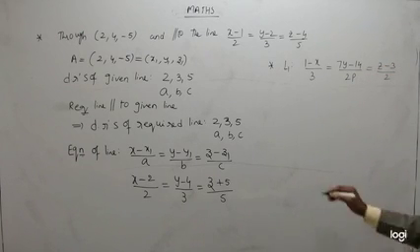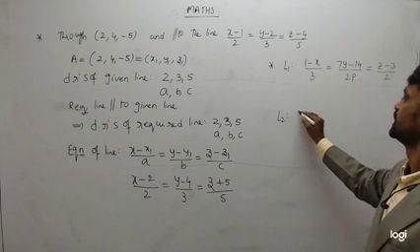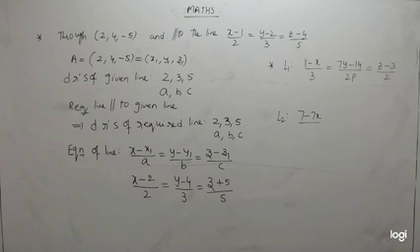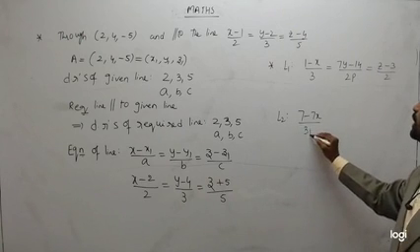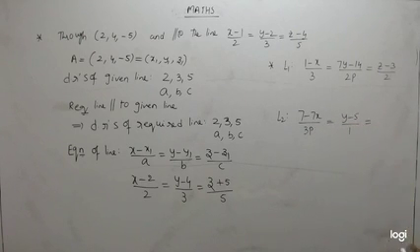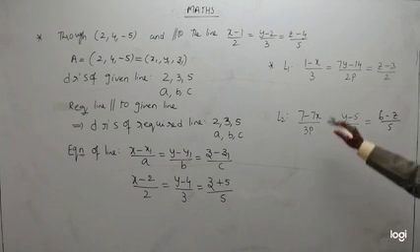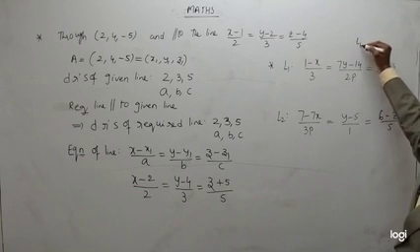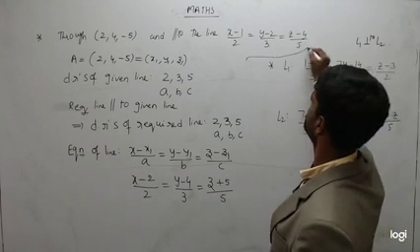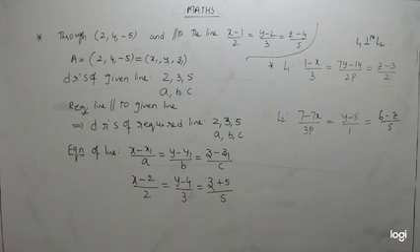Next, the second line: (7 minus 7x) by 3p, (y minus 5) by 1 is equal to (6 minus z) by 5. So given that these two lines are what? Perpendicular. These two lines are perpendicular. Then we have to find the p value.